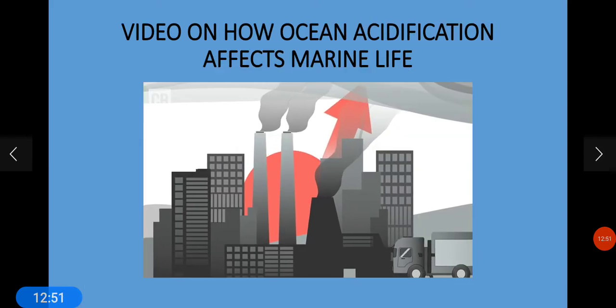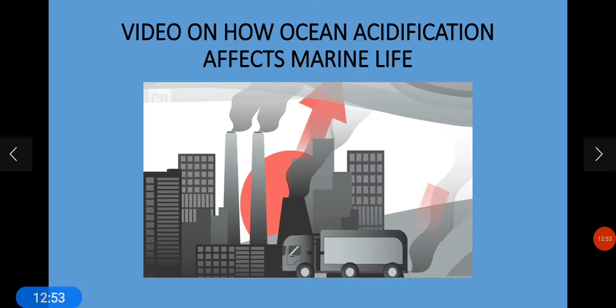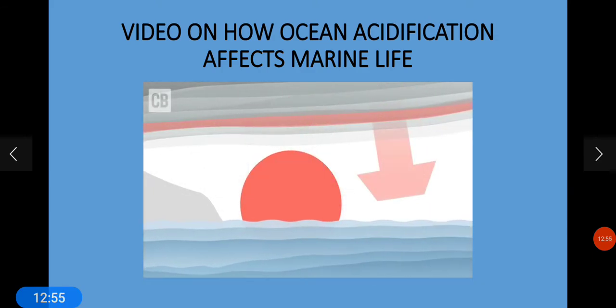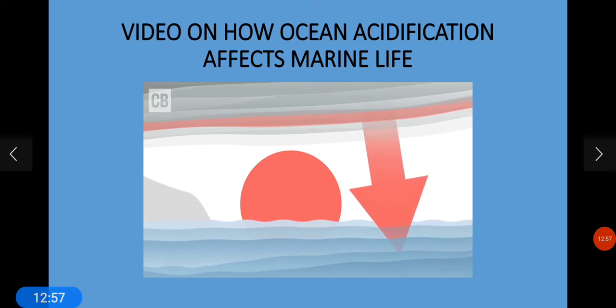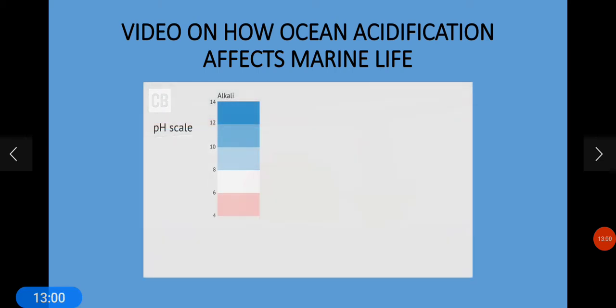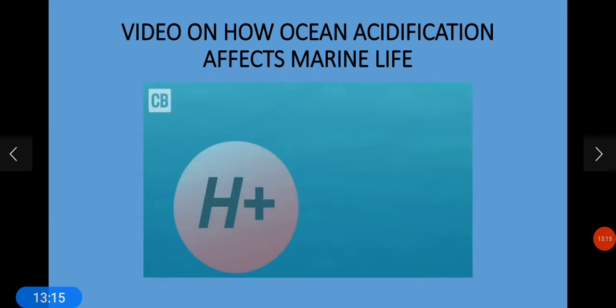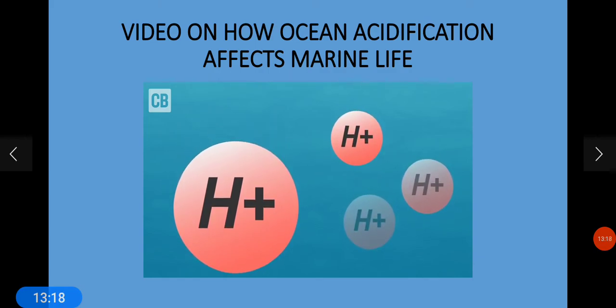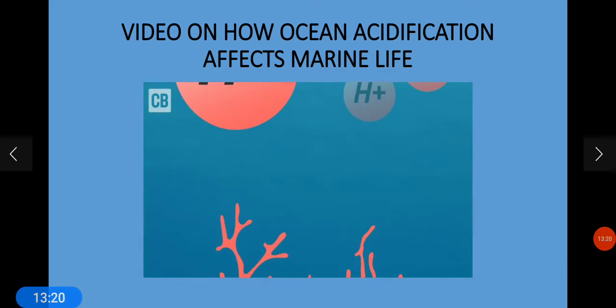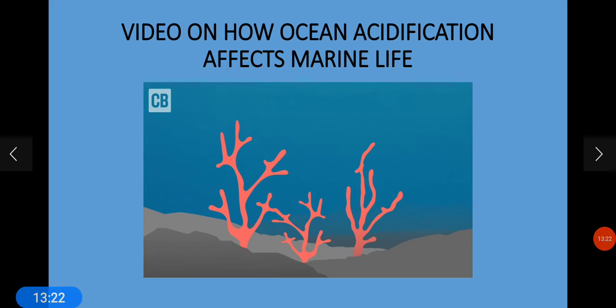When carbon dioxide is released by humans, around 30 to 40% is taken up by the oceans. The rest either remains in the atmosphere or is absorbed by the land. This causes oceans, which are alkaline, to become more acidic over time. Since the start of the industrial era, the overall pH of the world's oceans has fallen from 8.2 to 8.1. As oceans become more acidic, the number of hydrogen ions in seawater increases.